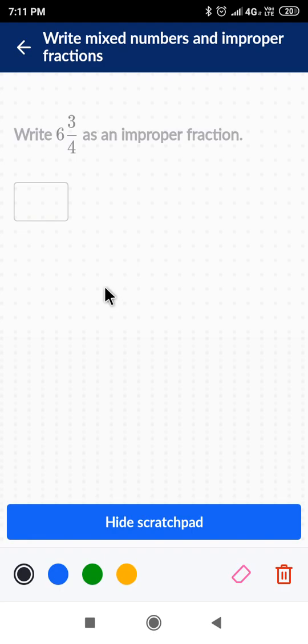Now I will just show you how to do it quickly. 4 6s are 24 plus 3, 27. That comes on top, and the bottom remains the same, 27 by 4.